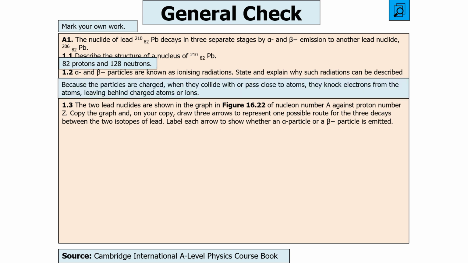Now in this next one, they are ionizing radiations because the particles are charged, so when they collide with or pass close to other atoms, they'll knock electrons from the atoms, leaving behind those charged atoms or ions, so ionization.